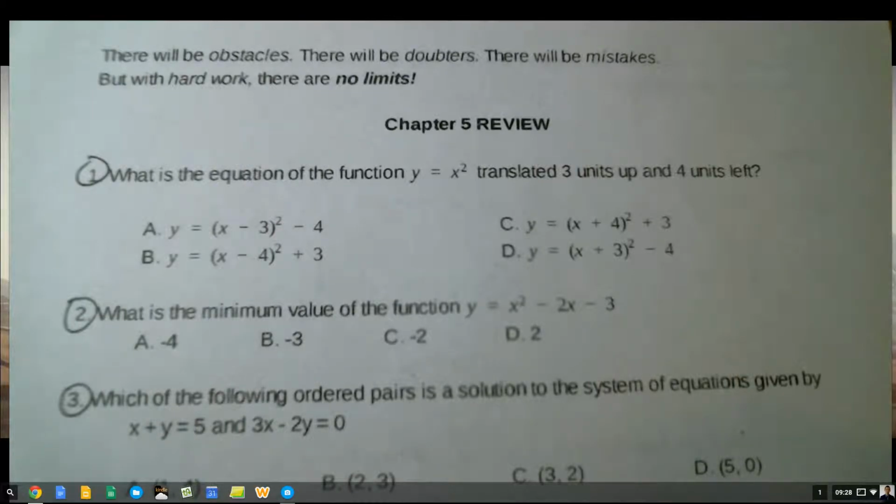Number 1, the question is asking, what is the equation of the function y equals x squared translated 3 units up and 4 units to the left? And we're given a, b, c, and d, and notice that they're all in vertex form. So first things first, let's review what the vertex form looks like.